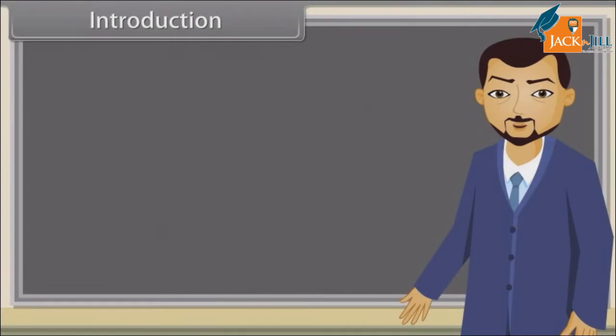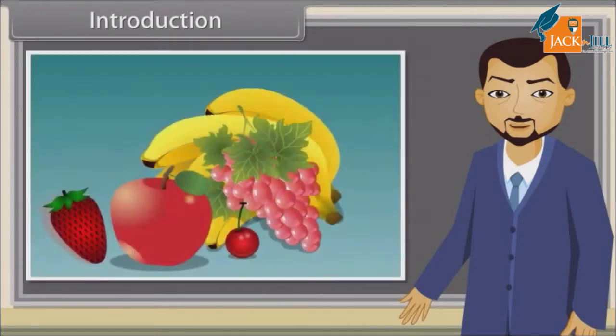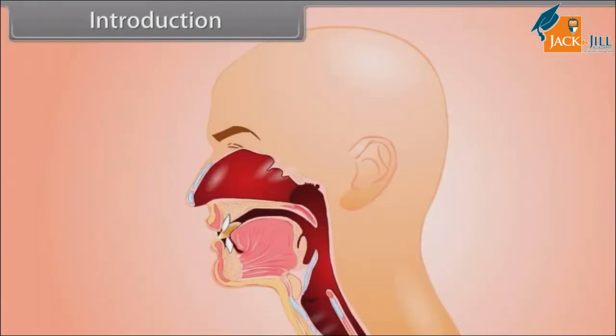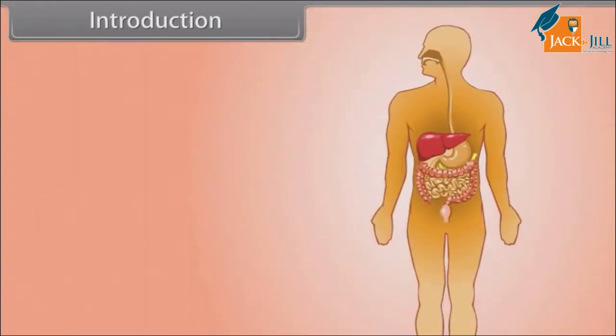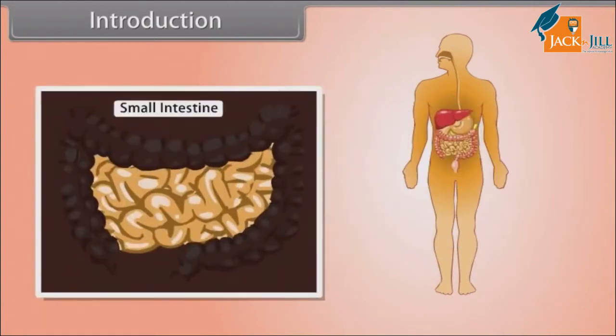Hey kids, we all know that we need energy to live and food is the primary source of energy. But you know that the process of digestion of food starts from the mouth, and the action of absorption of energy majorly starts in the small intestine.